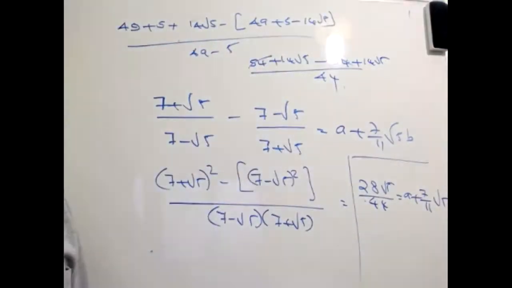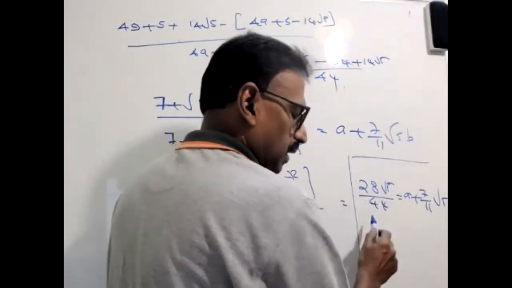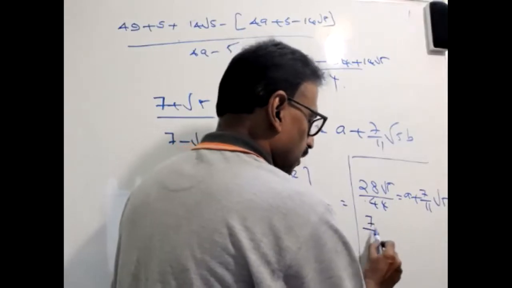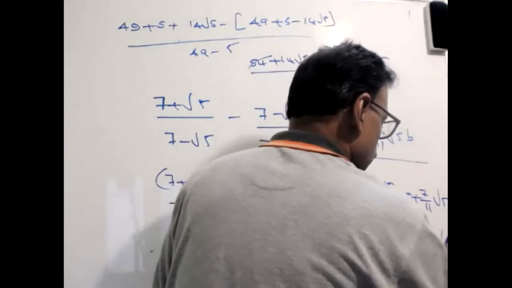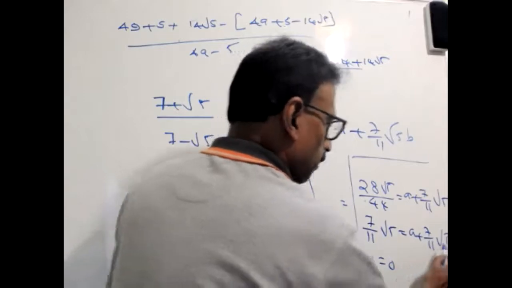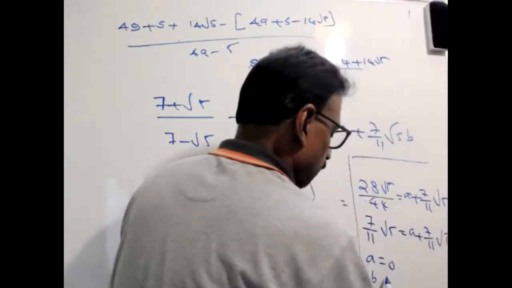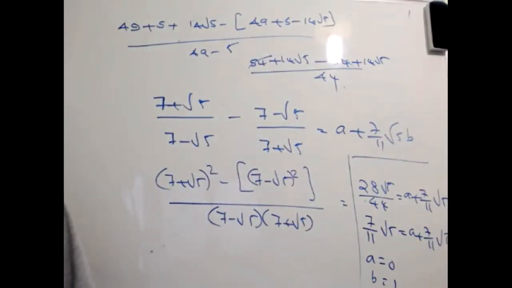Then 28 we can cancel by cutting by 4. 7 by 11 root 5 equals a plus b 7 by 11 root 5. A equals 0, b equals 1. Anybody got it? A equals 0, b equals 1. If not getting, I'll explain again. Janil, you got it? Okay, good.